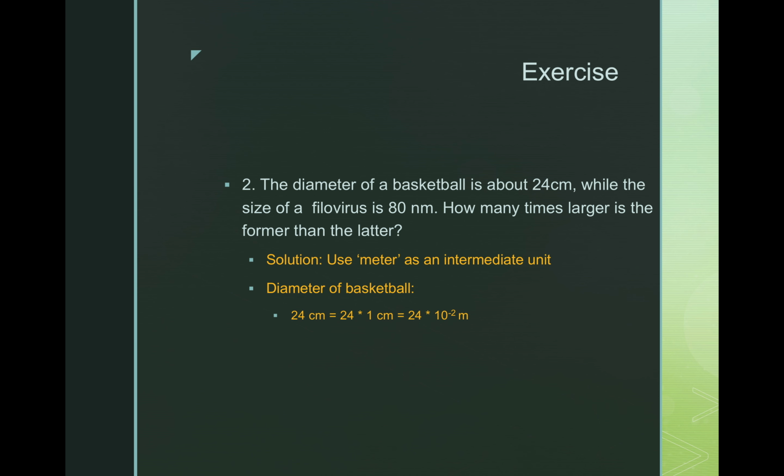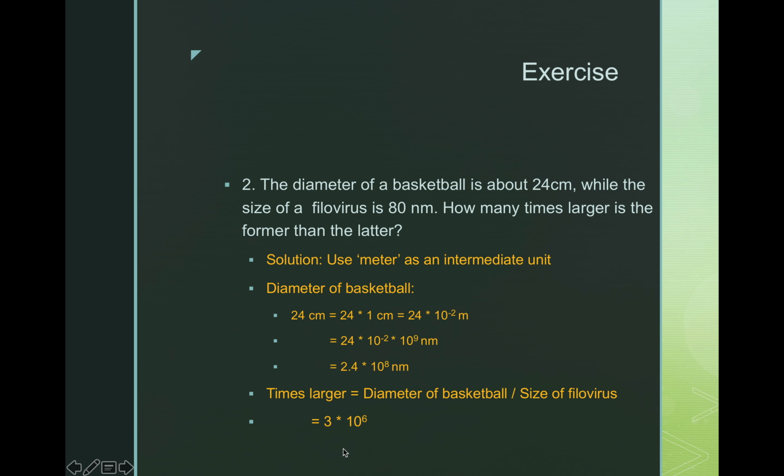Diameter of basketball equals 24 multiplied by 10 to the minus 2 meter. And then I further convert the meter to nanometer like this, combining them. So here I finish the unit conversion. Now both of the sizes are in meter, which are uniform. And then I can find the times, which is here. Also remember to use scientific notation.